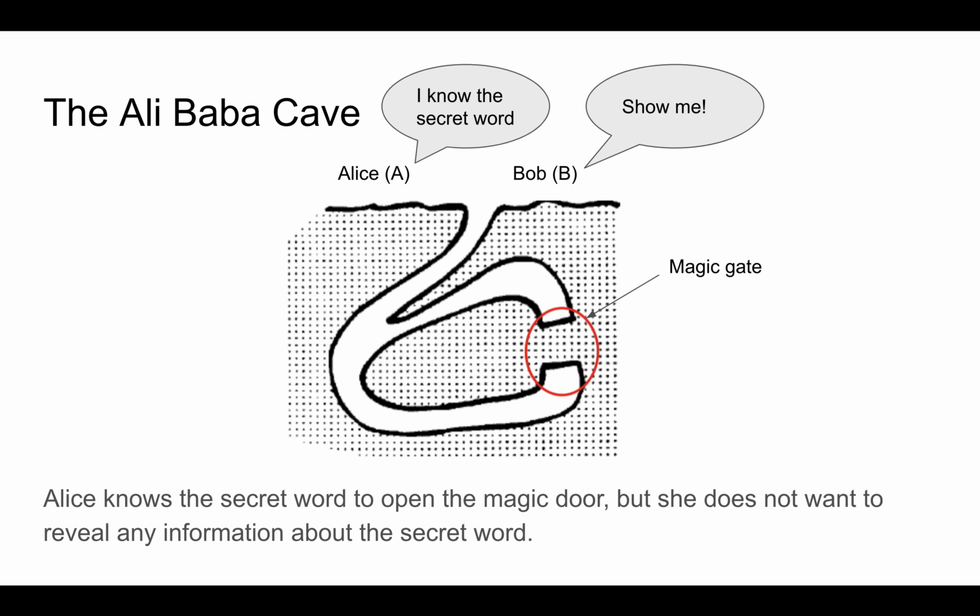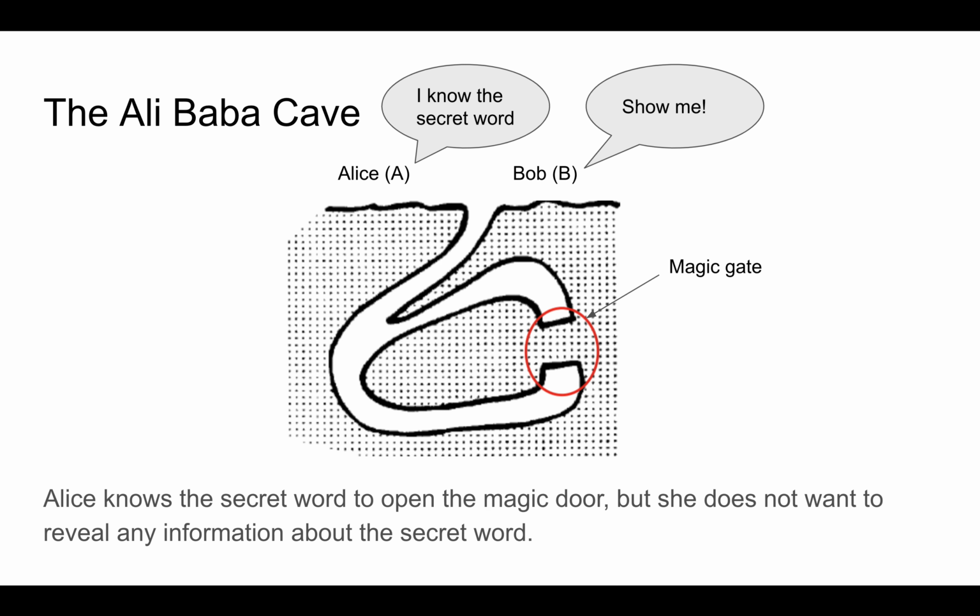Before I introduce what zero-knowledge proofs are, I would like to give a story called The Ali Baba Cave to give the intuition behind zero-knowledge proofs. In this story, there are two people, Alice and Bob. Alice claims that she knows some secret word to open the magic gate inside the cave, but Bob does not trust her and would like Alice to prove that she knows it.